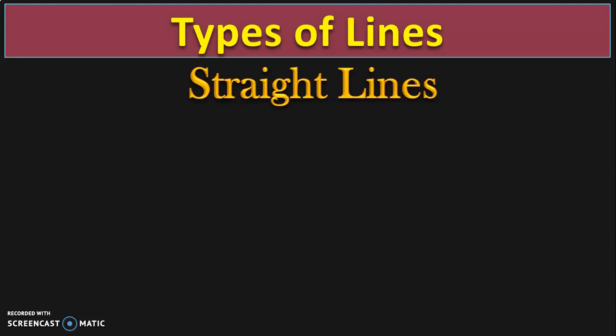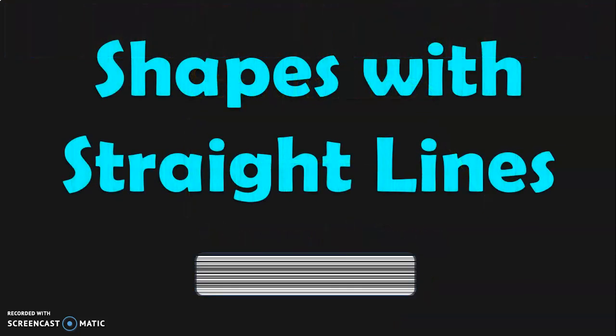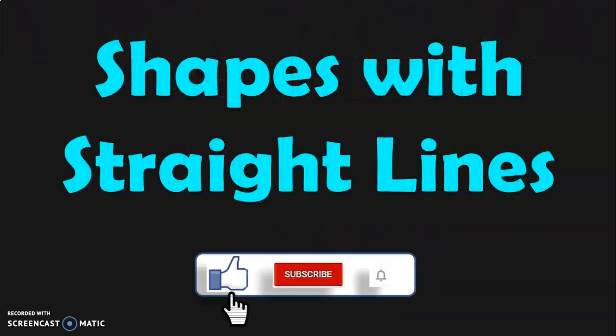What are all the straight lines? A vertical line, a horizontal line, and a slanting line are called straight lines. And these are some examples of curved lines. In this video, we are going to see how we are going to create shapes with the help of straight lines and then shapes with the help of curved lines. Let us begin that now.